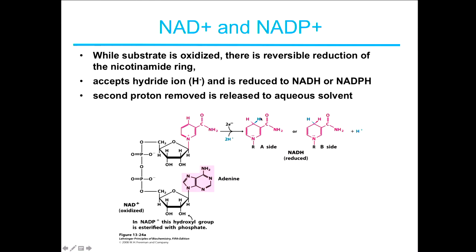And you probably don't have nice blue and pink pens. So basically, if you just draw it in 2 dimensions, it looks the same, okay? So basically, when the substrate is oxidized, you have this reversible reduction of this nicotinamide ring. This is the ring right here. And you get the hydride ion, H- added on. And then you either get what we call NADH, if it was NAD, or if this was NADP, you get NADPH. Okay?